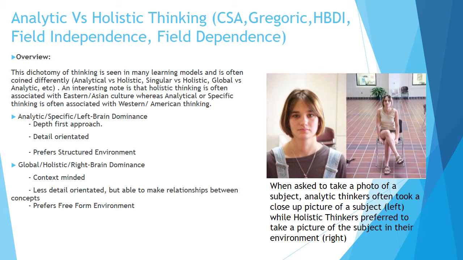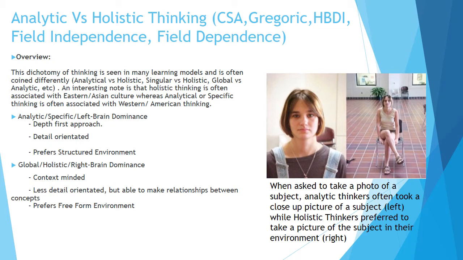So analytic thinkers, specific thinkers, left brain dominance are more depth first approach. They're detail oriented. They prefer the structured environment. Global, holistic, right brain dominance, these are all the same, different words with the same meaning. They're context minded. They prefer free-form environments, and they're less detail oriented, but they're able to make more relationships between concepts. They're a big picture kind of thinker.